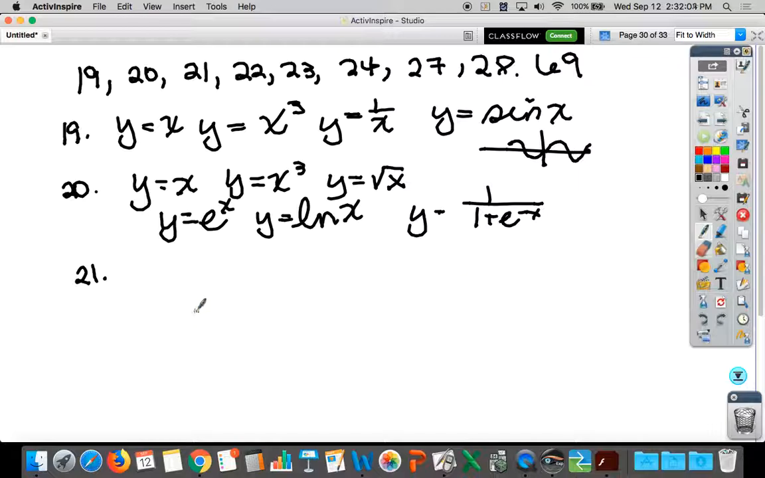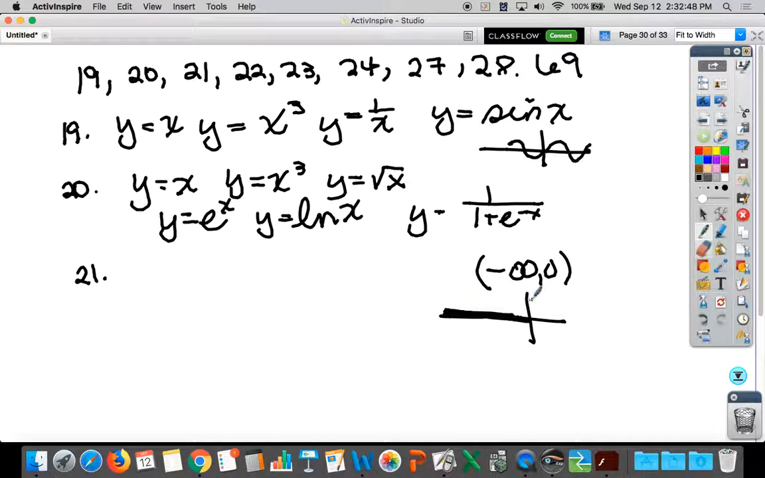Number 21, the functions that are decreasing on the interval negative infinity to 0. Now, when we're talking about increasing and decreasing, am I concerned with the x values or the y values? X. It is x. Max and min is y. But you guys may want to make a note that increasing and decreasing are all to do with the x values. So when it is giving you this interval of negative infinity to 0, that is this section right here.